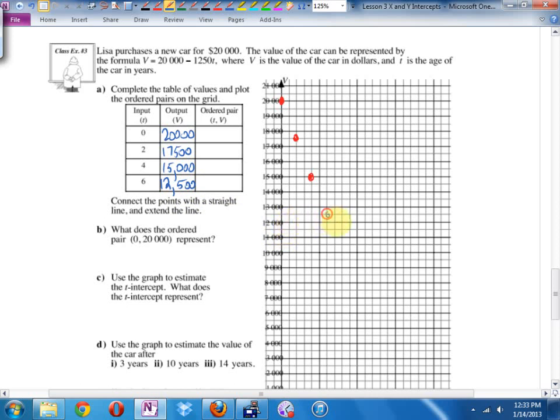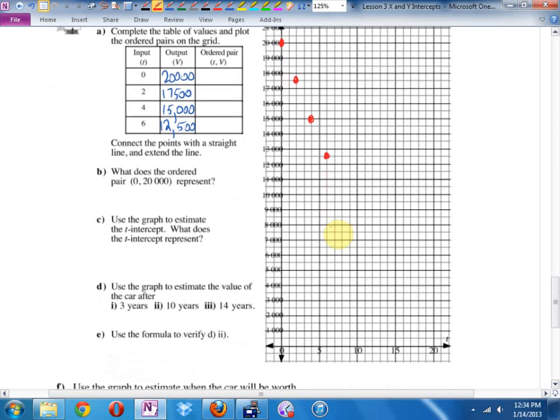12,500, which is... Oh, wrong color. It says connect the points with a straight line and extend the line. What are we counting here? What's the pattern? How many down, how many over?